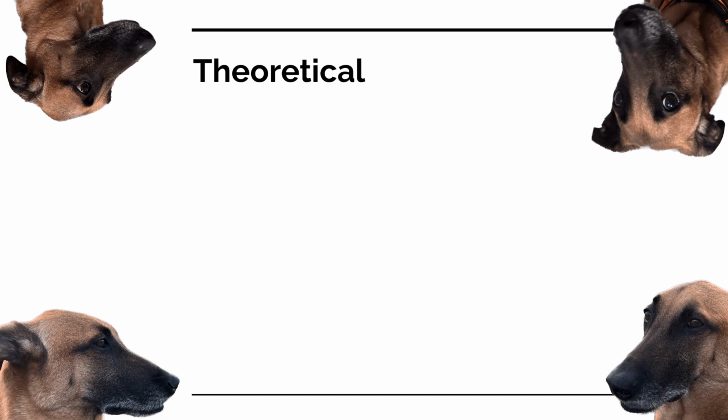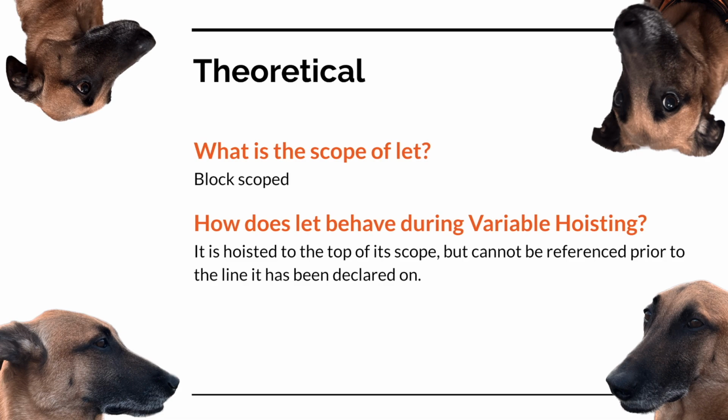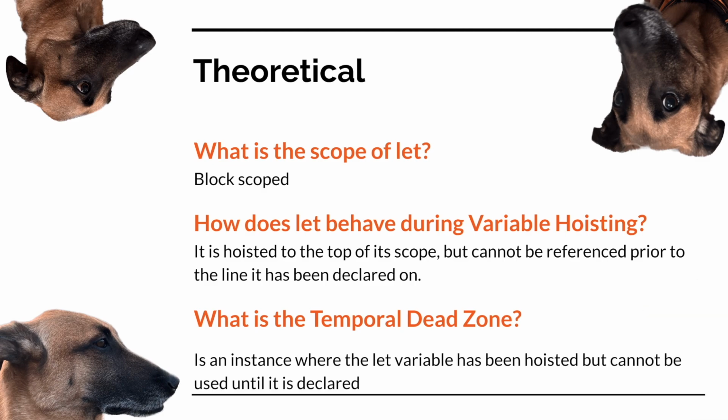This might be in the form of a question like, what is the scope of let? And you'll want to answer it is block scoped. You might also be asked about how let behaves during variable hoisting, and you can say something like it's hoisted to the top of its block scope, but cannot be accessed until we reach the line the variable has been declared on. You might also be asked, what is the temporal dead zone? And you can say something like the temporal dead zone is an instance where the let variable has been hoisted and exists, but it cannot be accessed or used until it's been declared.